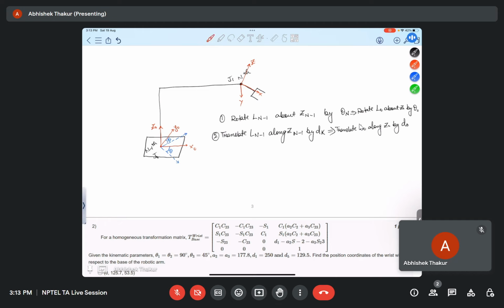So now when you translate this L naught, this is our L naught. This is our L1. When you translate this L naught along Z naught by D naught, then let's suppose this distance is D naught. So the same axis will go here. So this is our X, Y, and Z. Okay. Now, what is the next one we have to do?